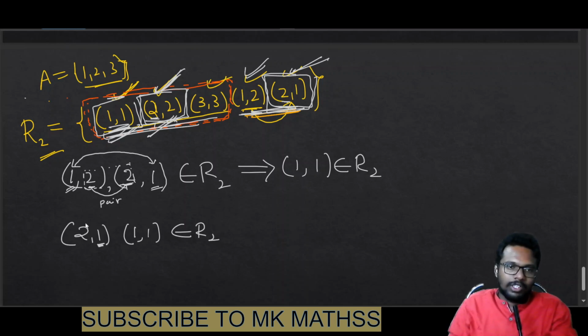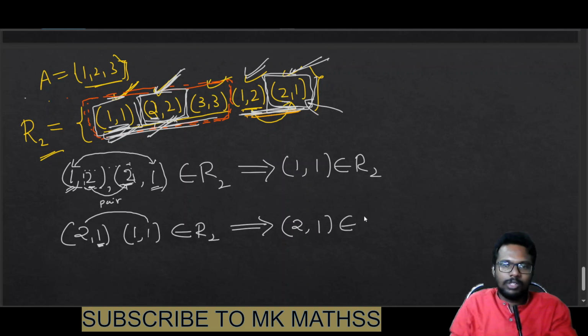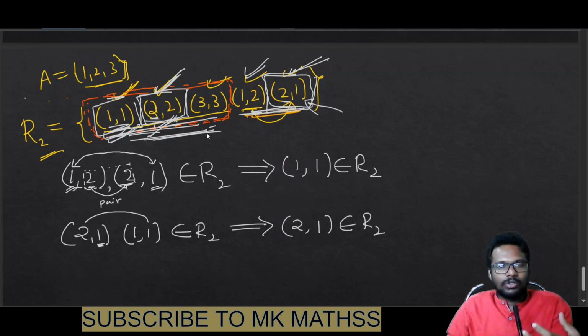So if we take (1,1) and (2,1) and compare first and last, the first element is 2 and the last element is 1. (2,1) is also present in R2, so it belongs to R2. Now we have verified each ordered pair in R2. You may ask, we have not verified (1,1), (2,2), (3,3), but we have to understand that those all satisfy the definition of a transitive relation.